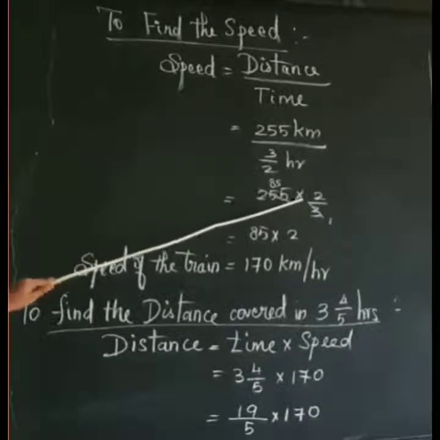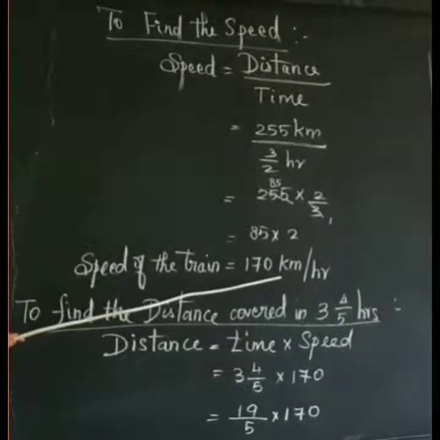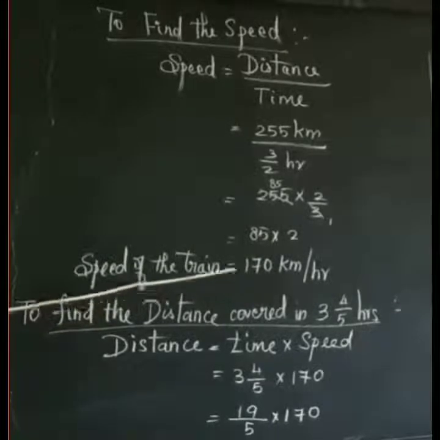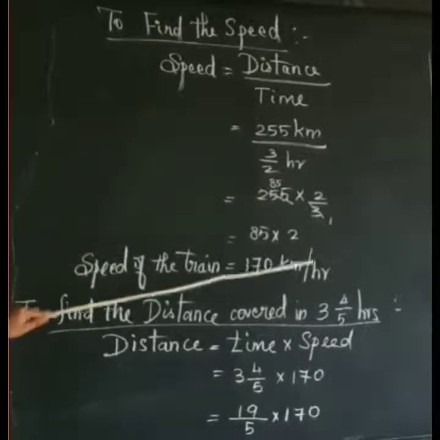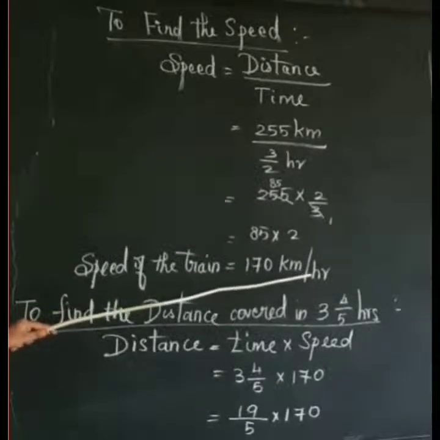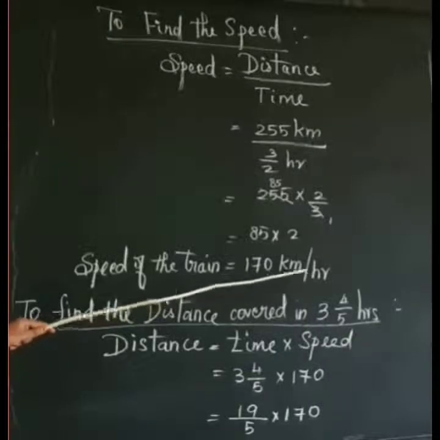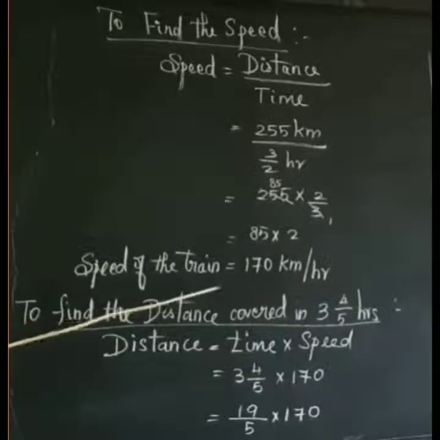So 85 into 2 is what? 170. So the speed of the train is what? 170 kilometer per hour. So compulsorily you have to represent it in terms of kilometer per hour. The unit is kilometer per hour for the speed.